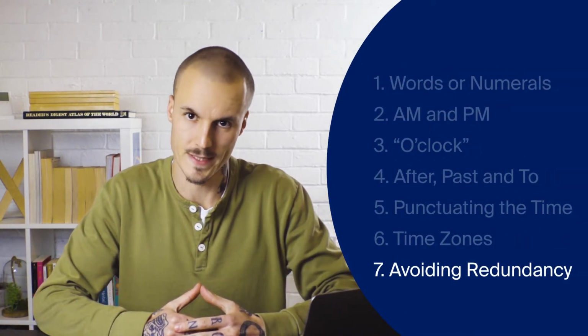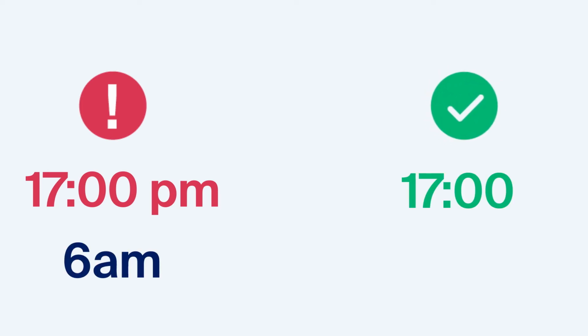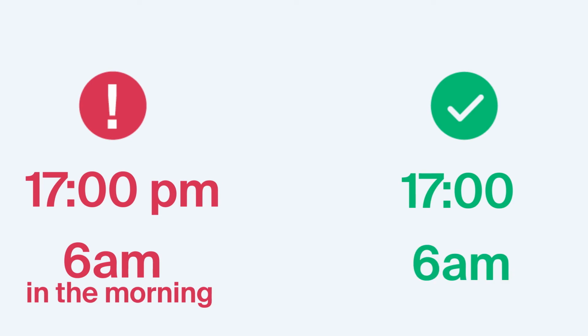Avoiding redundancy. Let's look at a few clear examples of redundancies to make sure you avoid them. The event ends at 17:00 PM is redundant. We can instead write the event ends at 17:00. We leave at 6 AM in the morning is redundant. Instead, we leave at 6 AM. Now you have some clarity for writing the time.